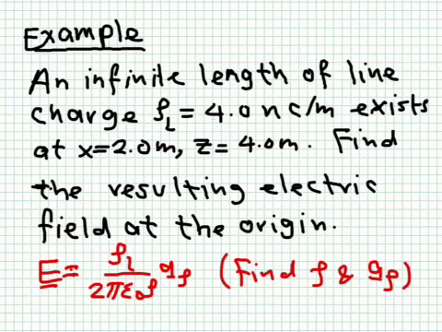Now let's take a look at an example of this result. We have here an infinite length of charged line. It has linear charge density 4 nanocoulomb per meter.